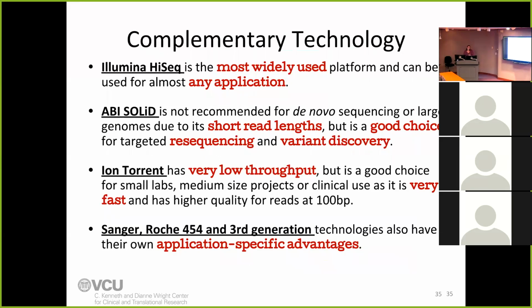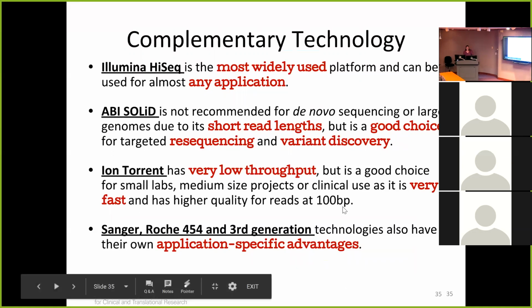However, technologies like SOLiD are not recommended for tasks like de novo sequencing or large genomes, because you need a lot of throughput in order to sequence large genomes and be able to put a genome back together. Like I said, the Ion Torrent is very low throughput, but it's a good choice for small labs, small projects. It is very fast and does have higher quality reads than Illumina at 100 base pairs in length.